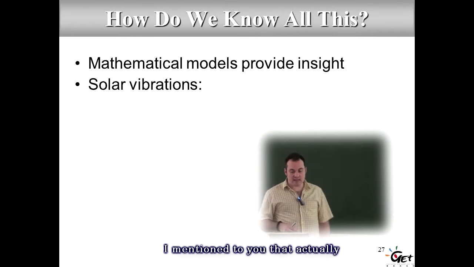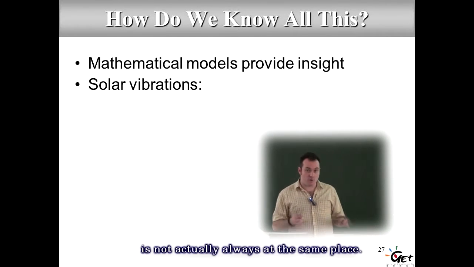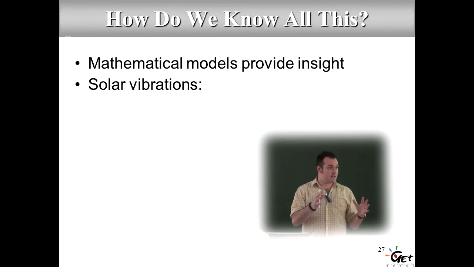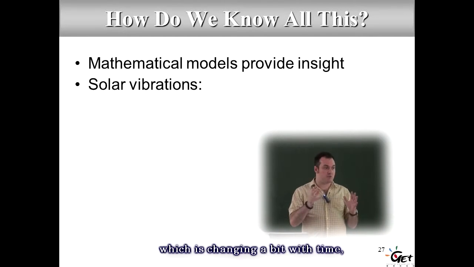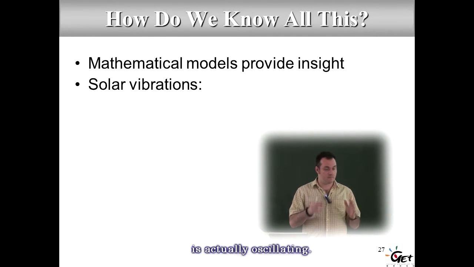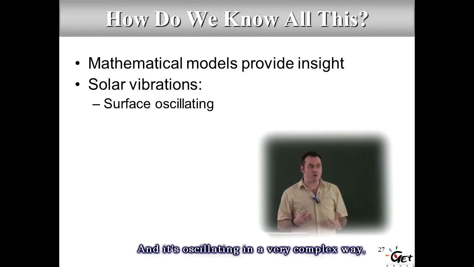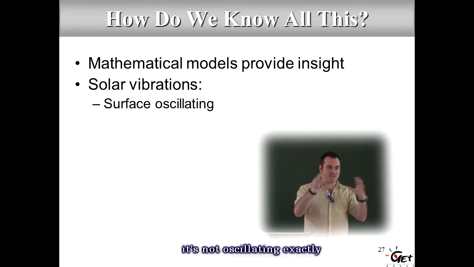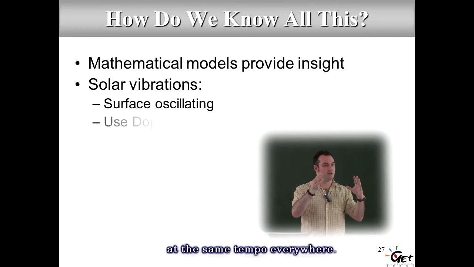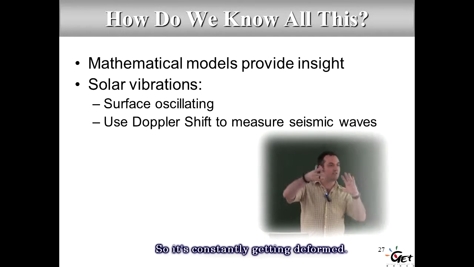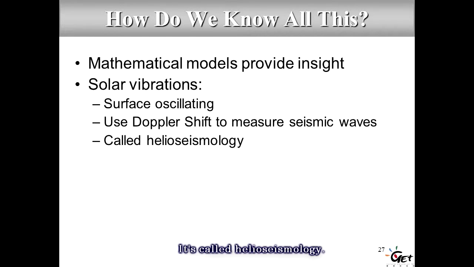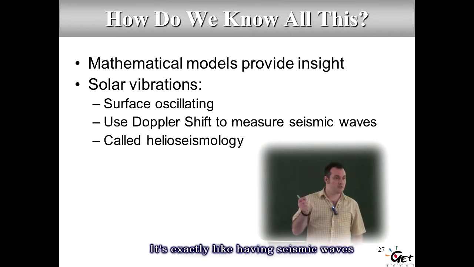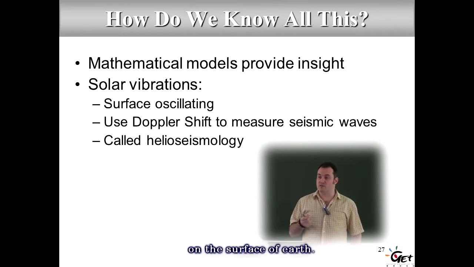I mentioned to you that the surface of the sun is not always constantly at the same place. The sun, due to the equilibrium effect, which is changing a bit with time, is actually oscillating. And it's oscillating in a very complex way. It's not oscillating at the same tempo everywhere, so it's constantly getting deformed. And this is quite well known. It's called helioseismology. It's exactly like having seismic waves on the surface of Earth.